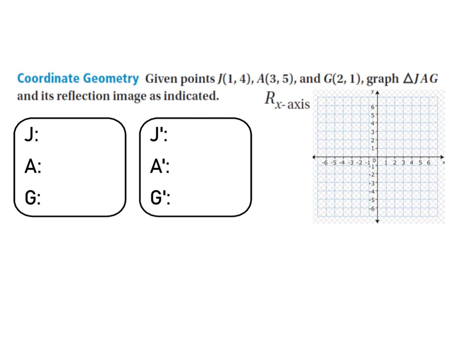All right, let's do one of these. These are pretty straightforward. We have J at 1, 4. We have A at 3, 5. We have G at 2, 1. Let's plot those. 1, 4, 3, 5, and 2, 1. Okay, so we have a little triangle there.